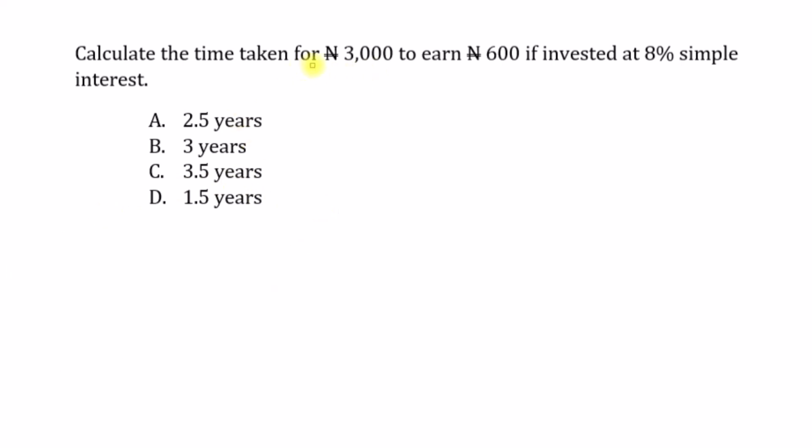You are given this question to find the time. T is what you are looking for, and you are given the initial amount 3,000, and the simple interest is 600. The rate is 8%. Just use your formula, change the subject of the formula. Since what you are looking for is the time, make it the subject of the formula and then solve this, and let's have your answer in the comment section.